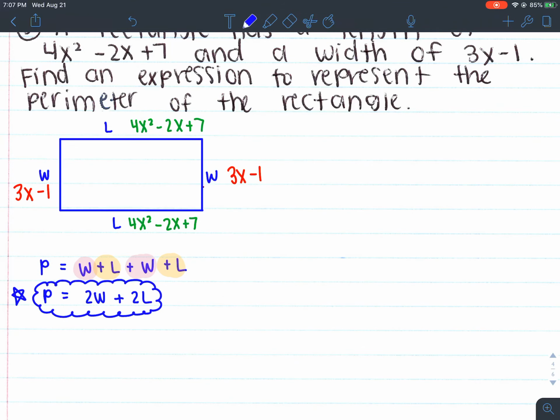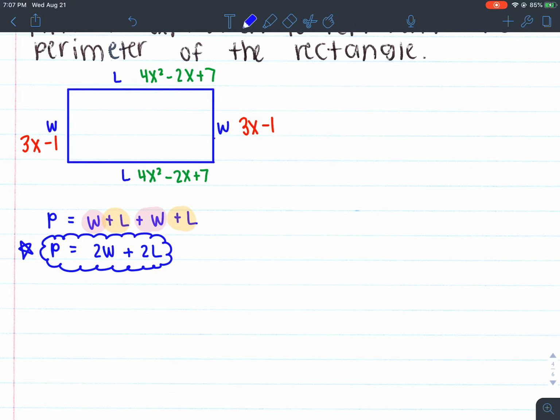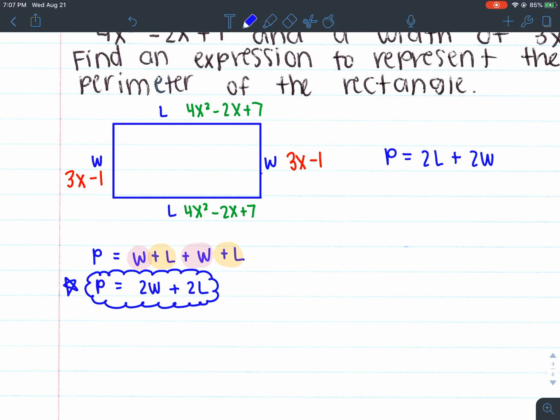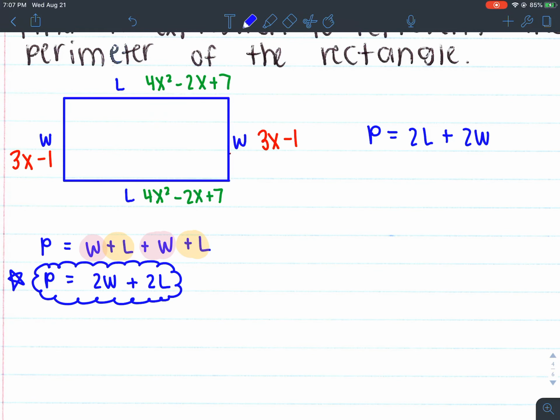Well, the short way is to use this formula. So let's use the formula. We have perimeter equals 2L plus 2W, or 2W plus 2L. Honestly, it doesn't really matter. I'm going to keep it like that. So what is L? L is my length, and my length is this green stuff over here.